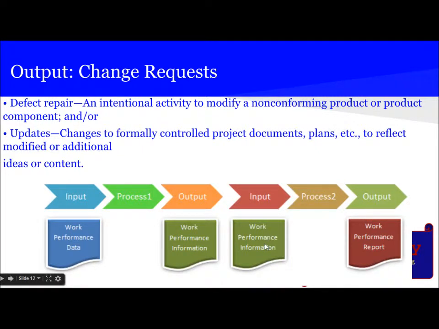The next output is the work performance report. This is from monitoring and controlling project work, compiled for decision making. Examples are earned value management reports, burn up or burn down charts. This work performance report is submitted to integrated change control, also known as ICC, which approves or rejects the change requests, using lessons learned and rational wisdom.